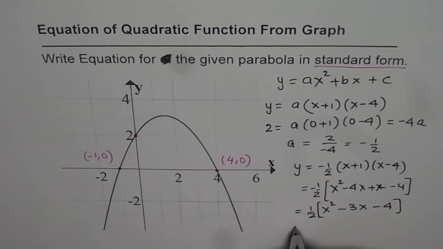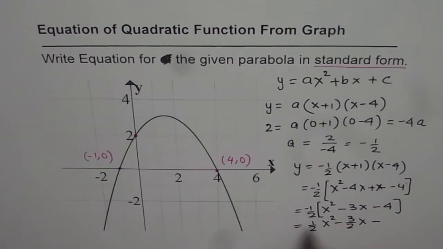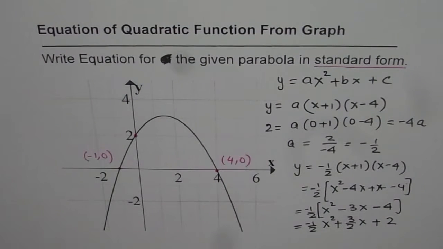And now let's open the bracket. So we get half x squared minus 3 over 2 x. Well, this is all minus half outside, so let me write minus. Minus times minus is plus, and minus times minus is plus. So we get minus 4 divided by minus 2, which is plus 2. So that becomes our equation of the given parabola.